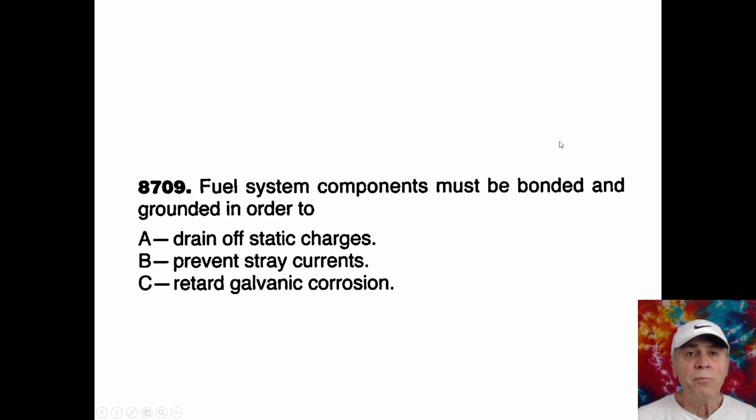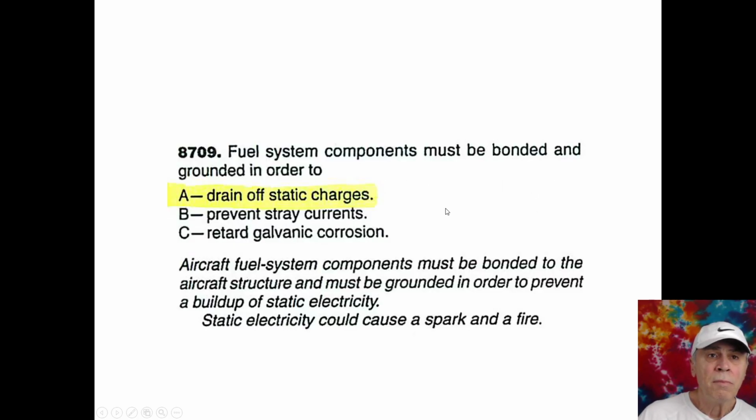Question. Fuel system components must be bonded and grounded in order to A, drain off static charges. Sounds good. B, prevent stray currents. Or C, retard galvanic corrosion. All right, basically it's the static electricity is why we bond items and ground them, because static electricity could spark and cause a fire.